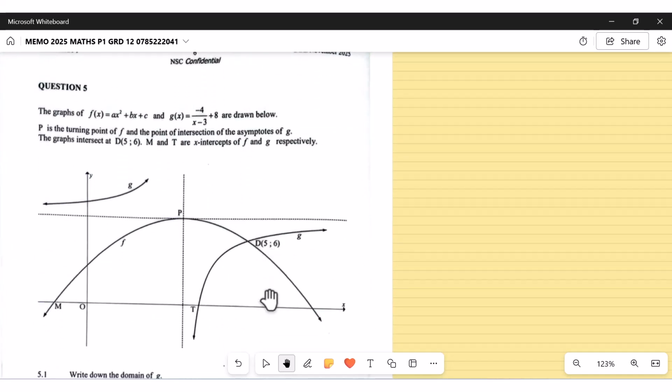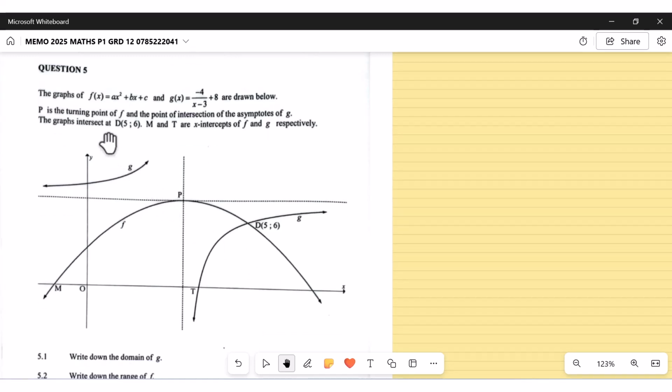Okay, so question 5 here, they say that the graphs f of x equals x squared plus bx plus c and g of x equals minus 4 over x minus 3 plus 8 are drawn below. So this is a parabola, this is a hyperbola here. This point P is the turning point of the function f and the point of intersection of the asymptotes of g as well. So this point P is the turning point for the parabola and the point of intersection for the horizontal and vertical asymptotes. They said that the graphs intersect at D, this point D is where the two graphs intersect. Then M and T are the x-intercepts of the functions f and g respectively.